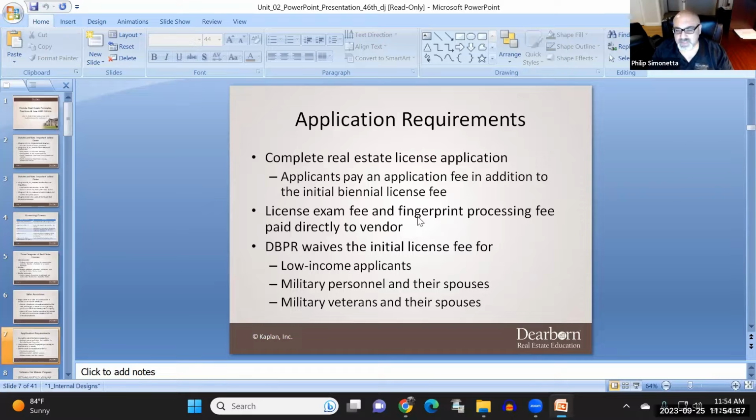So, you complete a real estate license application. The applicant pays an application fee in addition to the initial biannual license fee. The license exam fee and the fingerprinting process fee are paid directly to the vendors. That goes to the FBI, FDLE, like we did. The DBPR waives the initial license fee for low-income applicants, military personnel and their spouses, military veterans and their spouses. So they're able to have that part of the application waived.